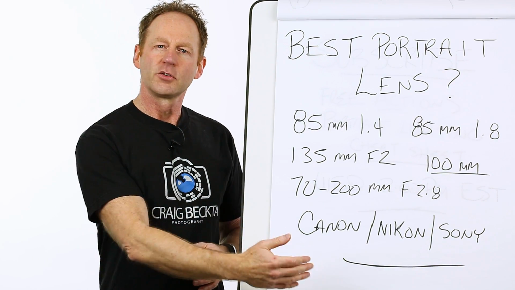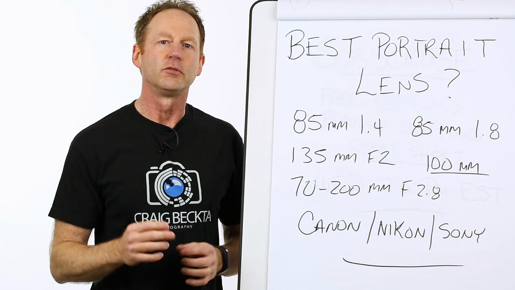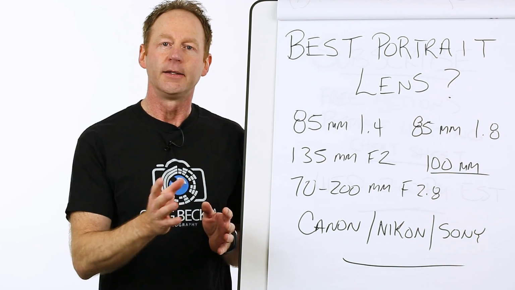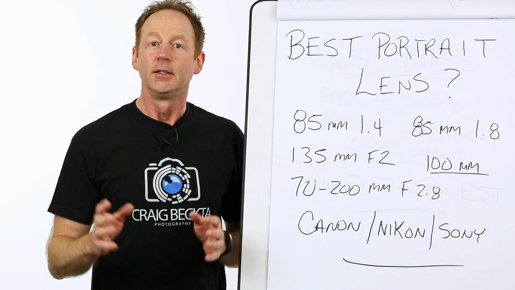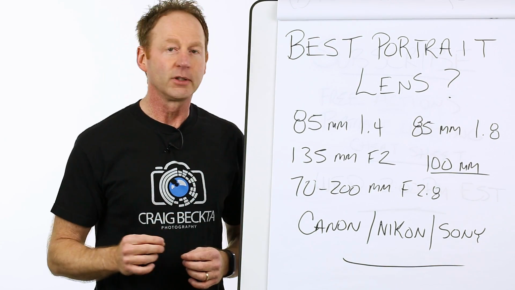Let's start with the largest lens first, the Canon 70-200. Nikon has a 70-200 version as well. And I shoot with both cameras, the Canon 5D Mark III and the Nikon D810. Now they're both great cameras, so don't get hung up on what's the better camera. So let's talk about the lenses.